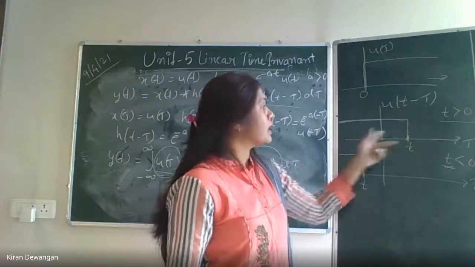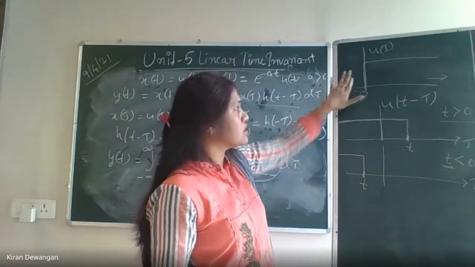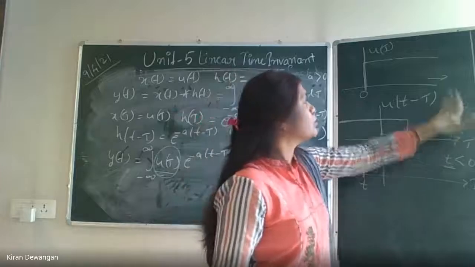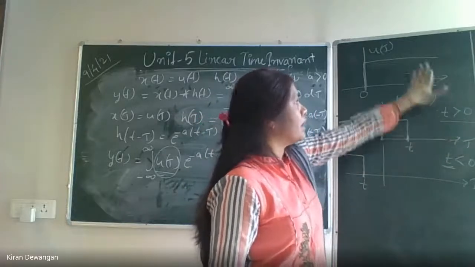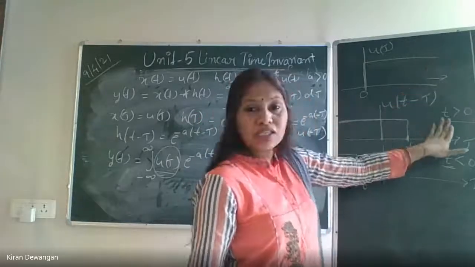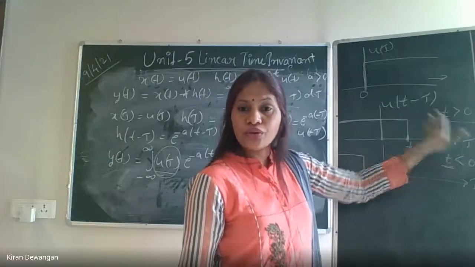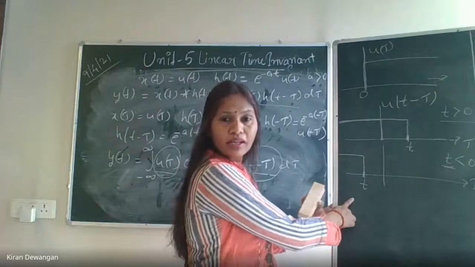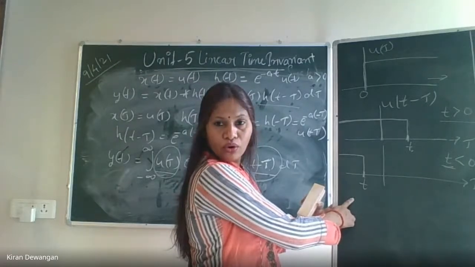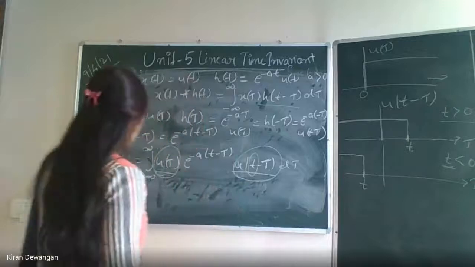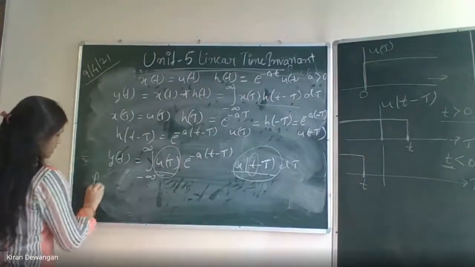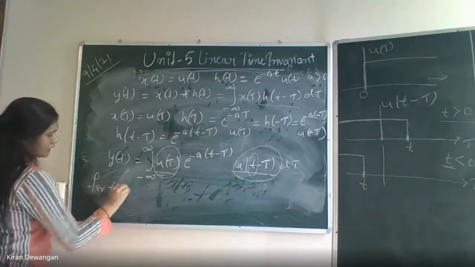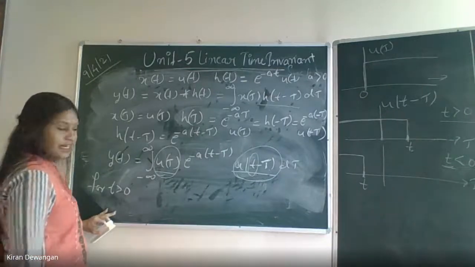And in the rest of the cases, this part will be 0 and this part is also 0, because this is 0 and this is 1, but here it is 0, so it will be just 0 to t. For t less than 0, we won't have any common area. Since it is multiplied, it will be 0 itself. ठीक है? So this we have to consider for t greater than 0.